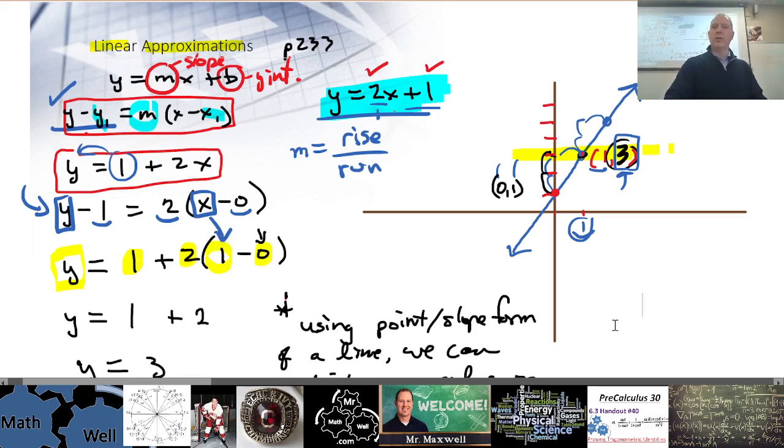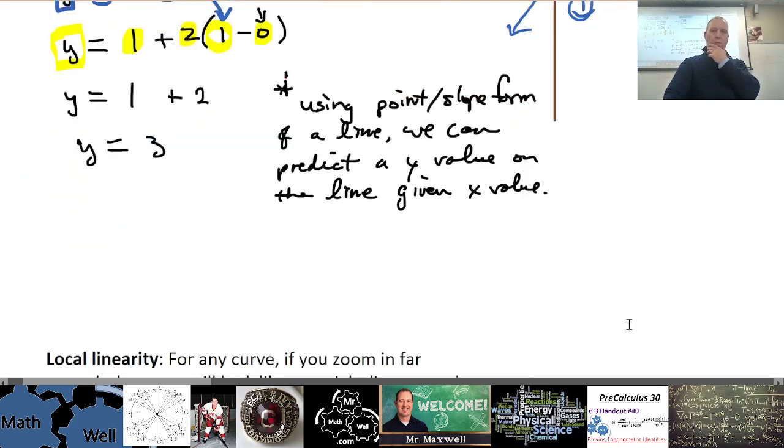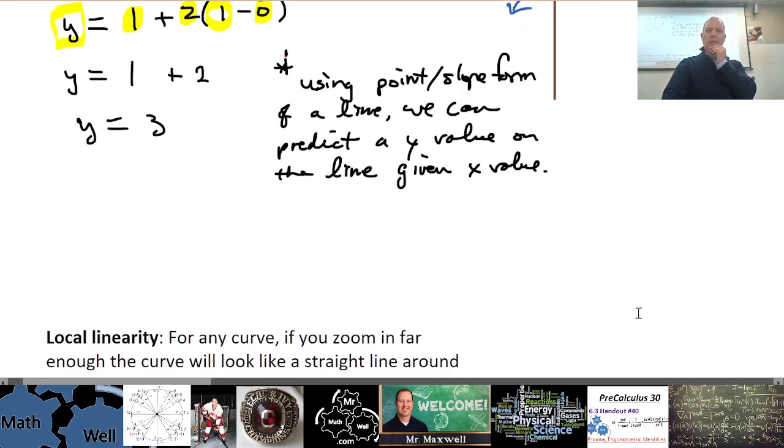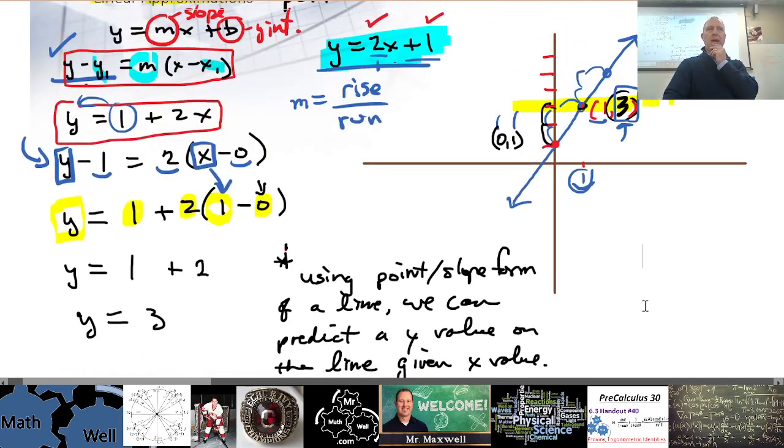Well, when we're talking about linear approximations, what we're doing is approximating a value for a curve, a value for another function, and we're going to use the straight tangent line to do that.